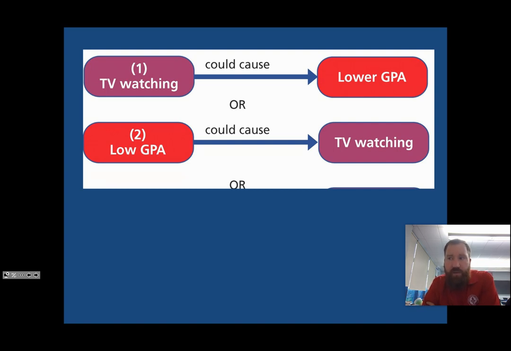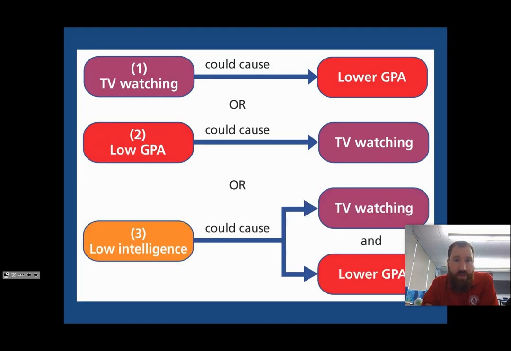Maybe you've given up on school because you got in a fight with a teacher or something, so you decide to just blow off all your schoolwork and spend your days watching TV, right? That could cause this connection here. This could be the root of the connection. Or there could even be a third thing, right? A third variable that we haven't accounted for here that could cause both the amount of time you spend watching TV and your GPA. In this case, it's low intelligence.